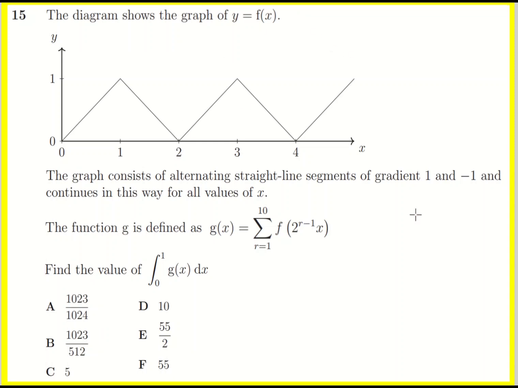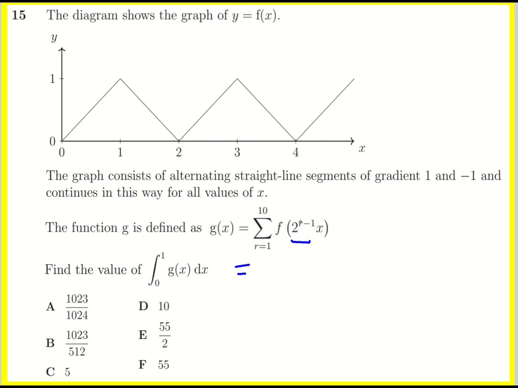We've got this graph of f of x, which has alternate line segments of gradient 1 and -1 forever. And then a function g of x is defined by a summation of these, but different powers of 2. And we're asked to find the integral from 0 to 1. That is going to be the area under the curve. So let's just work out what we get.